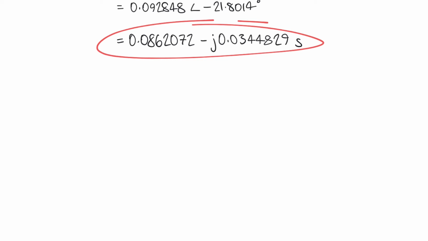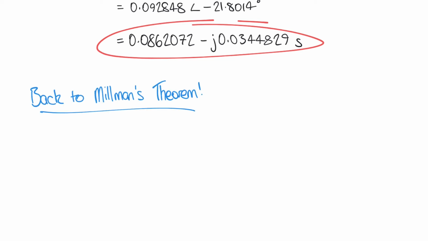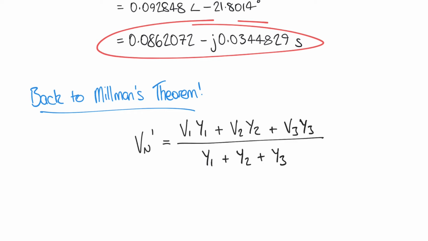If we start rounding to 1 or 2 decimal places, then very quickly we're going to lose a lot of accuracy as we go through the steps. So let's get back to Millman's theorem. And we were doing this to find the potential of the displaced neutral Vn dash. And we saw this formula here, v1y1 plus v2y2 plus v3y3 over y1 plus y2 plus y3. And we've talked about now admittances and how we can calculate those.